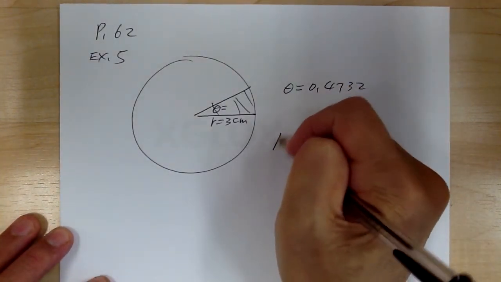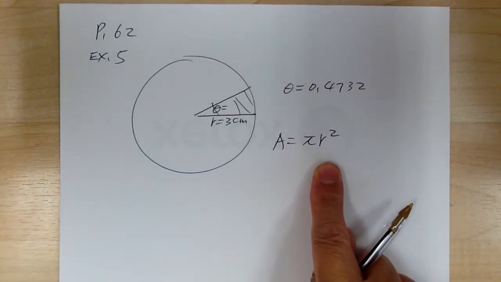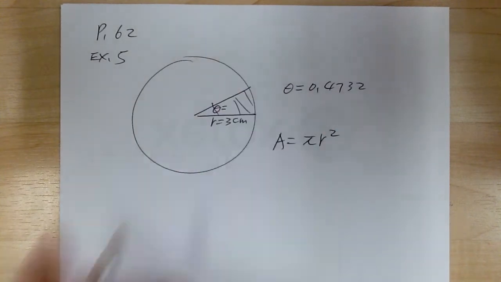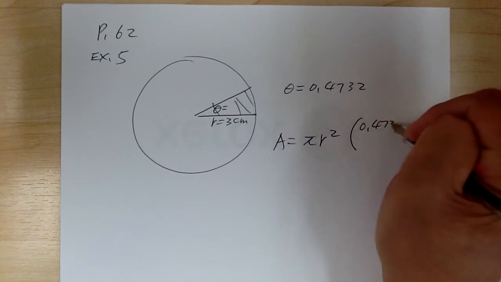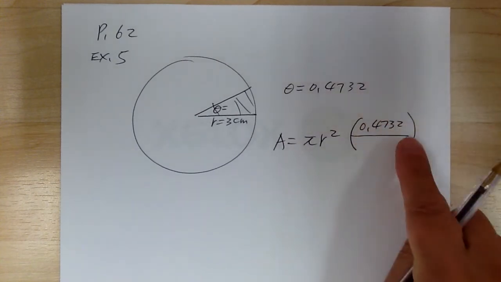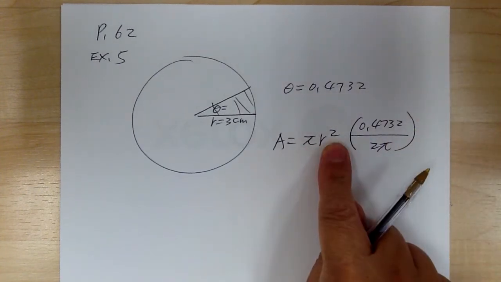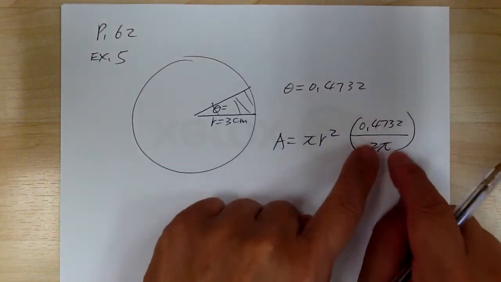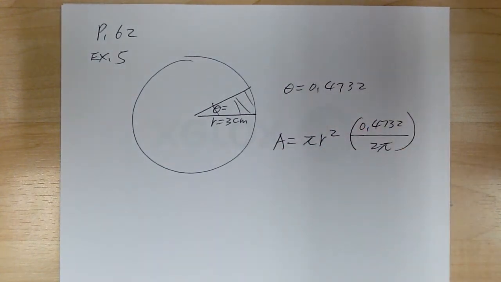So area equals pi r squared. That's the area for the whole circle. But you don't want a whole circle, you just want this part of it. So you multiply it by 0.4732 out of, now this is radians, so you have to use 2 pi. So again, pi r squared is a whole circle, and you multiply by the part that you want.